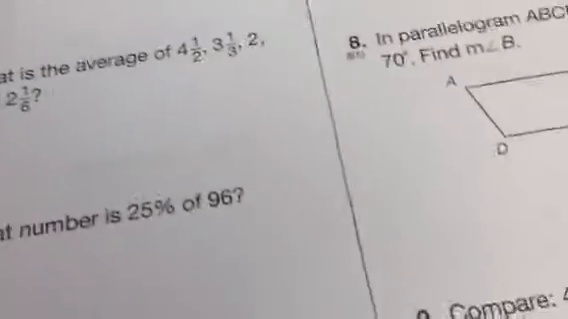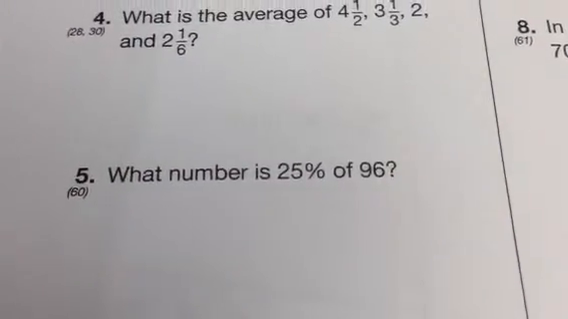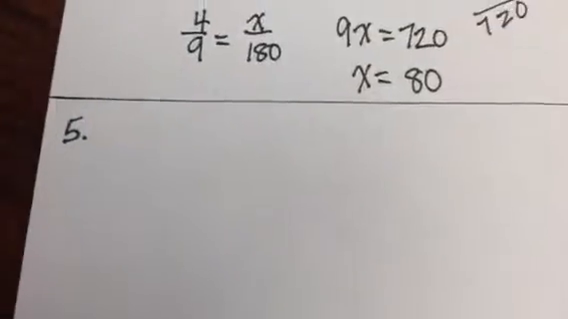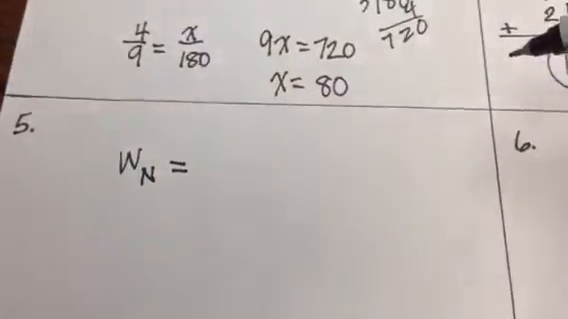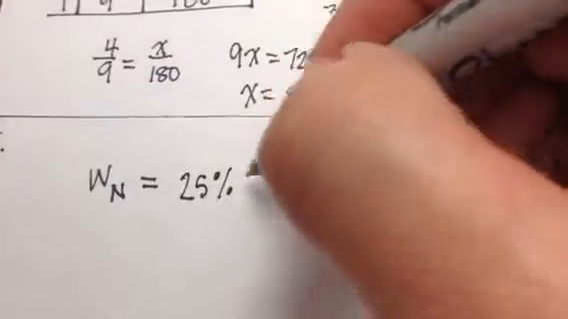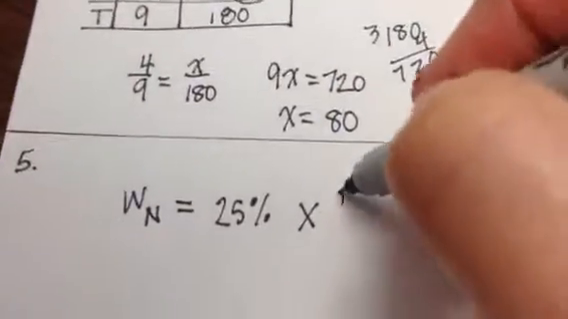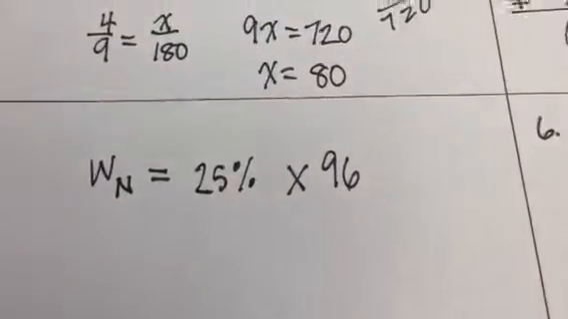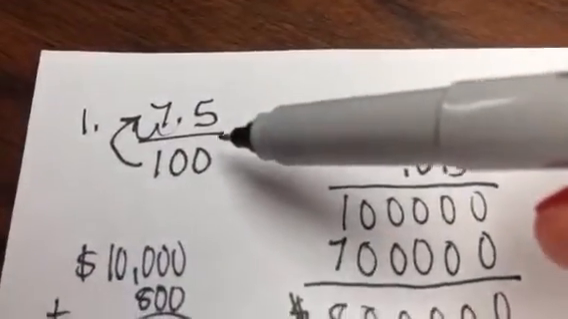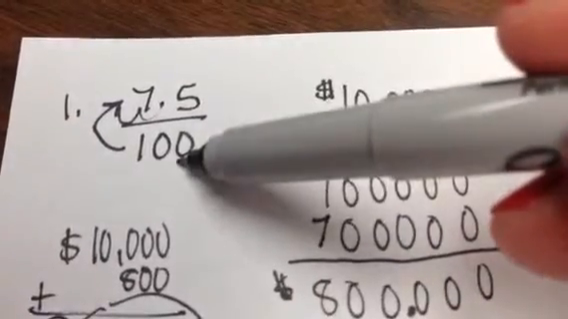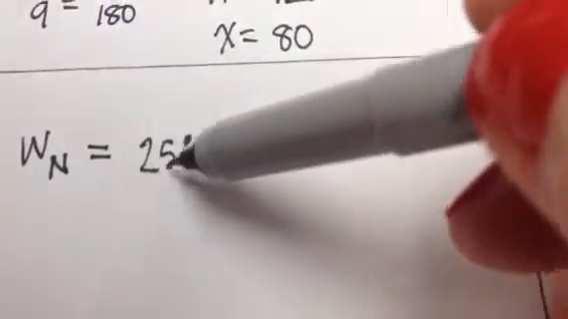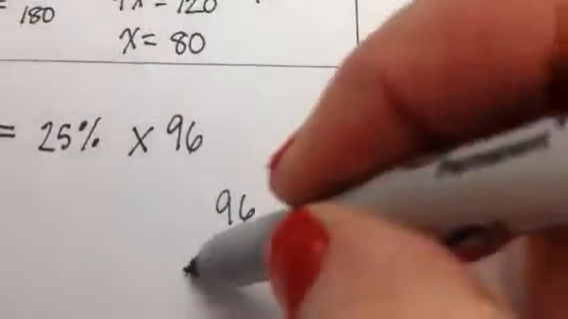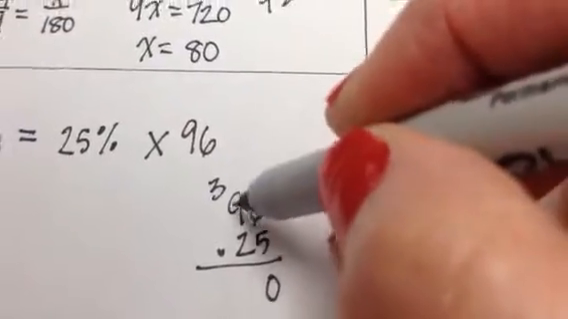Now number 5 says, what number is 25% of 96? So you're going to write that as an equation. You're going to write what number is, remember that's the equal sign, is 25% of, means multiply, 96. So if you remember from number 1 up here, a percentage is really a fraction, that over 100. So I'm going to divide 25 by 100. That means womp womp. It's going to be 0.25 times 96. So let's write that out. 96 times 0.25. You get a 30. You get what? 45, 46, 48.